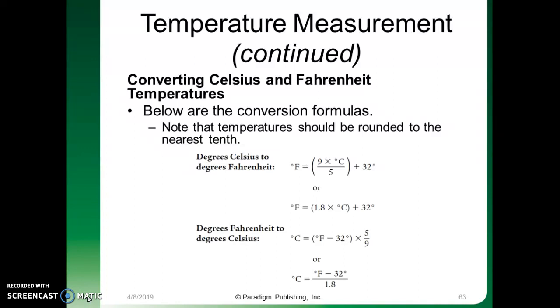And converting from Fahrenheit to Celsius, if the Fahrenheit is known and you want to know what Celsius is, you would subtract 32 from the Fahrenheit, then multiply by 5 and divide by 9. Or you would subtract 32 from the Fahrenheit and then divide by 1.8.